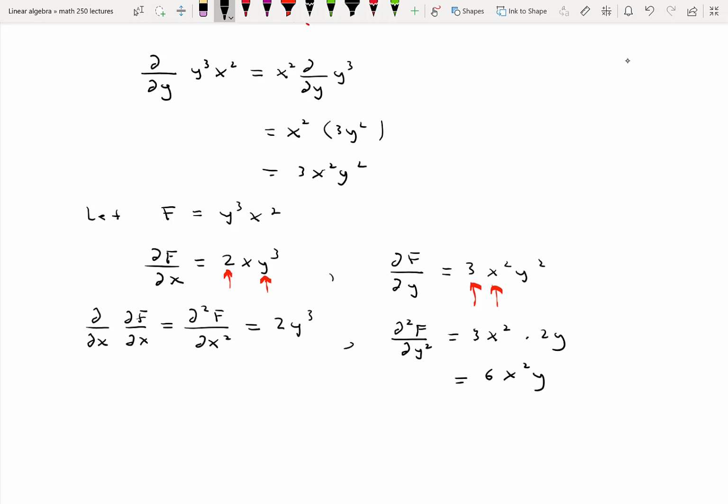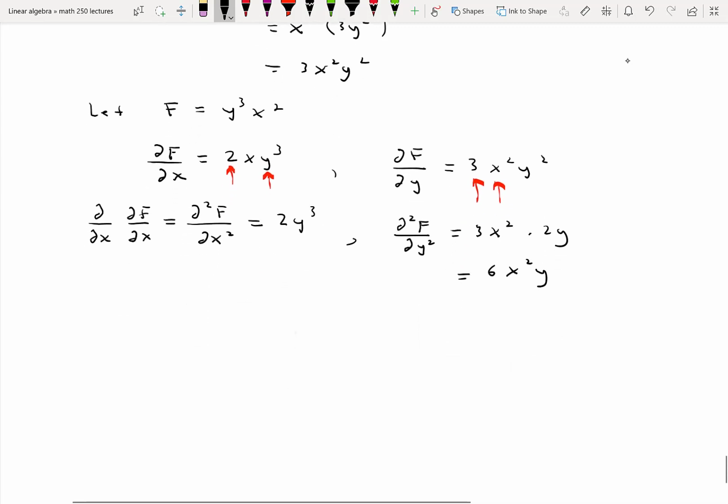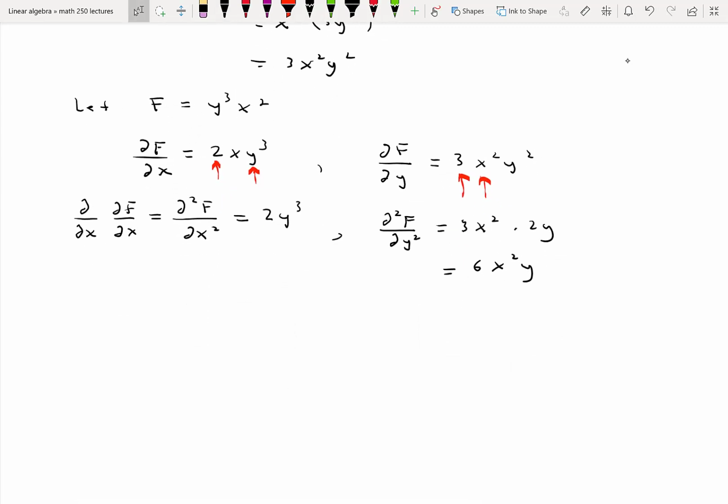Okay. Now here's where it gets different from calculus 1. Back to the partial derivative of f with respect to x. That is 2xy cubed.